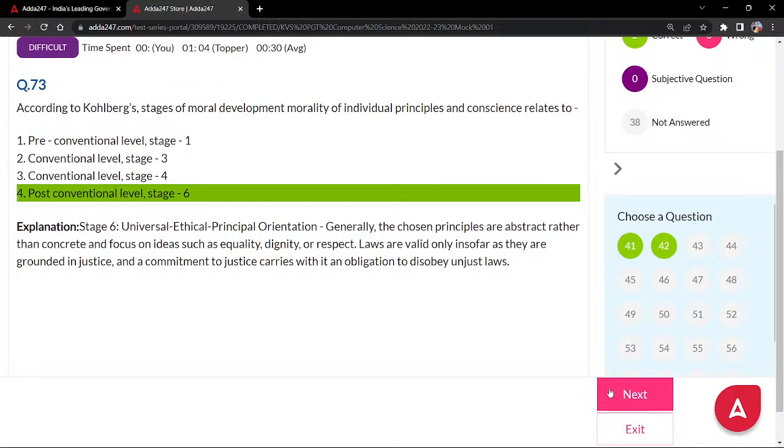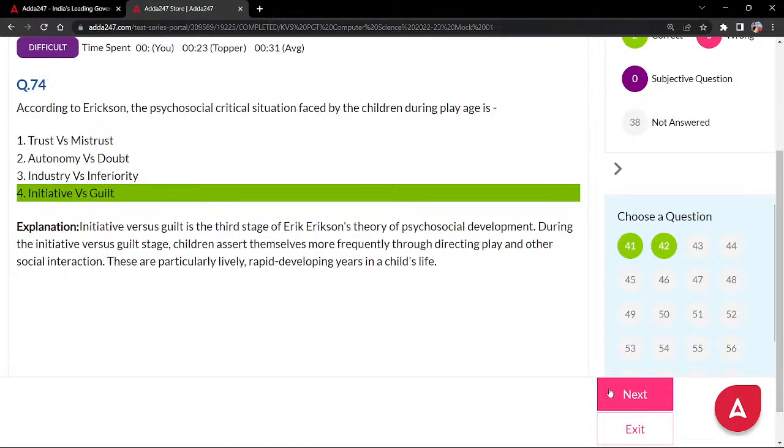Morality is related to the post-conventional level. Next, according to Erikson, the psychological crisis faced by children during the play age is initiative versus guilt. Initiative versus guilt is the third stage of development. During this stage, children assert themselves more frequently through directing play and other social interaction. These are particularly lively, rapidly developing years in children's lives.